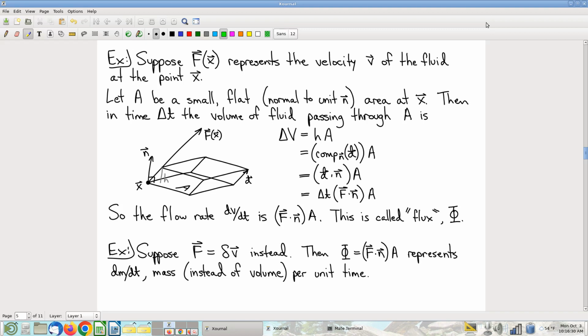So here's where we were last time. We were talking about vector fields, and that vector fields can represent a lot of different things, and among them, fluids. The way that a vector field can represent fluids varies, but one way is for the vector field to tell the velocity of the fluid.